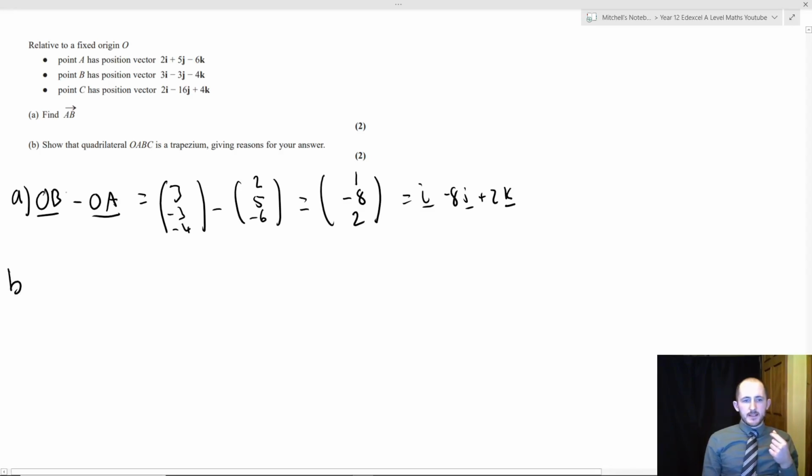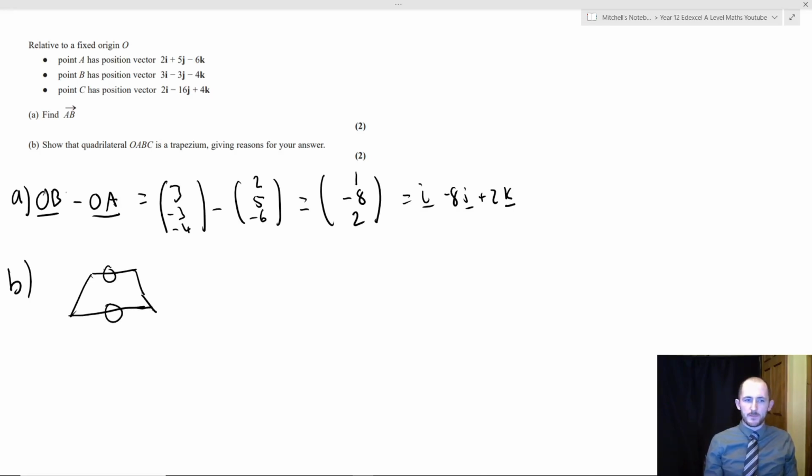Now part B says, show that the quadrilateral is a trapezium, giving reasons for your answer. So a trapezium is going to have two parallel sides, right? Assuming it looks like this, it might look something similar. Right? So two of the sides have to be parallel, not one of them. Okay. So if I have a look at my vector AB, are any of these parallel to them?